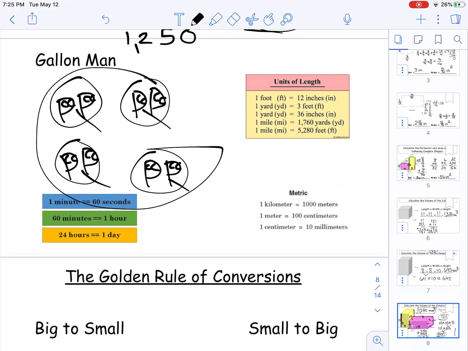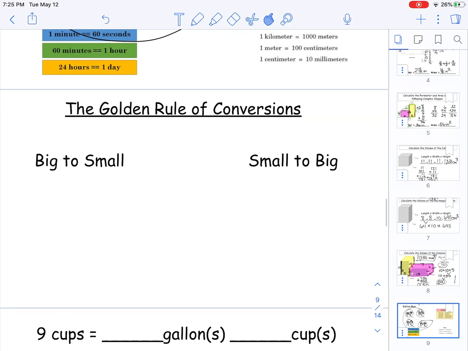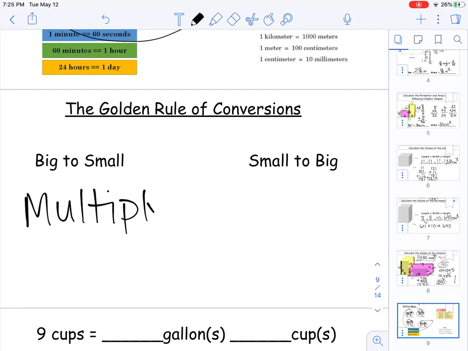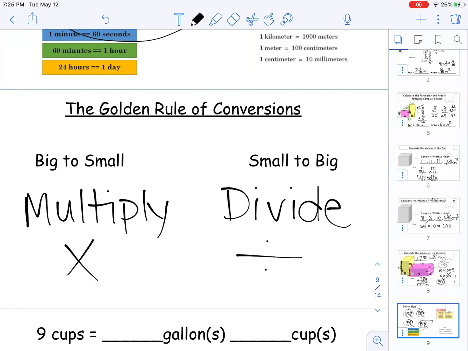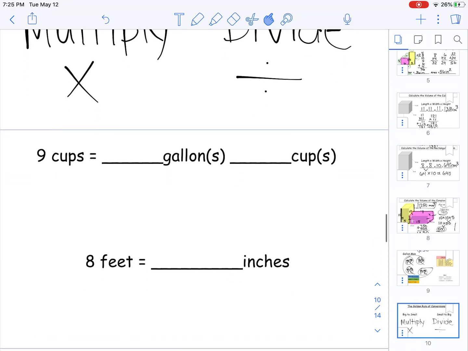So you're going to use these to help you do your conversions. But before you start converting, we need to do a little reminder. Golden rule of conversions. Big to small means we're multiplying. Small to big means we're dividing. Okay? All right.